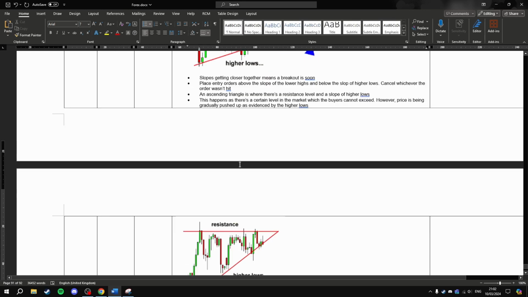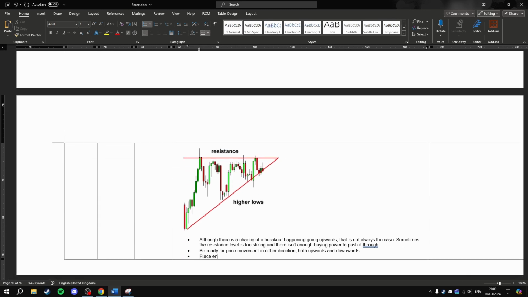So place entry orders above the resistance line and below the higher lows line.